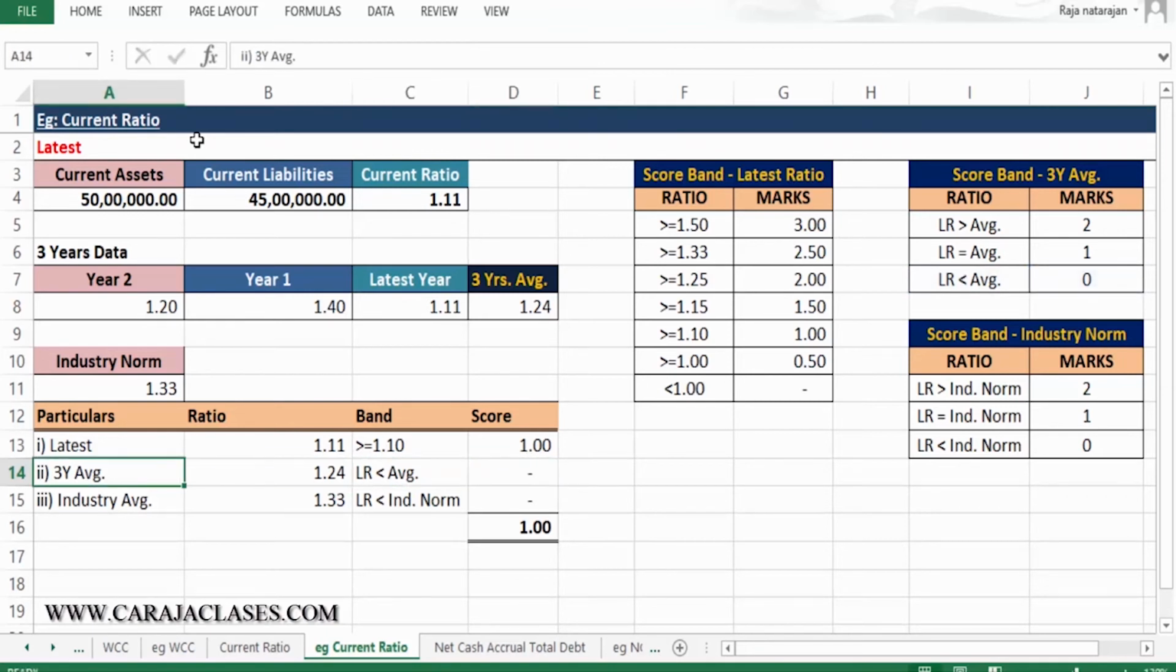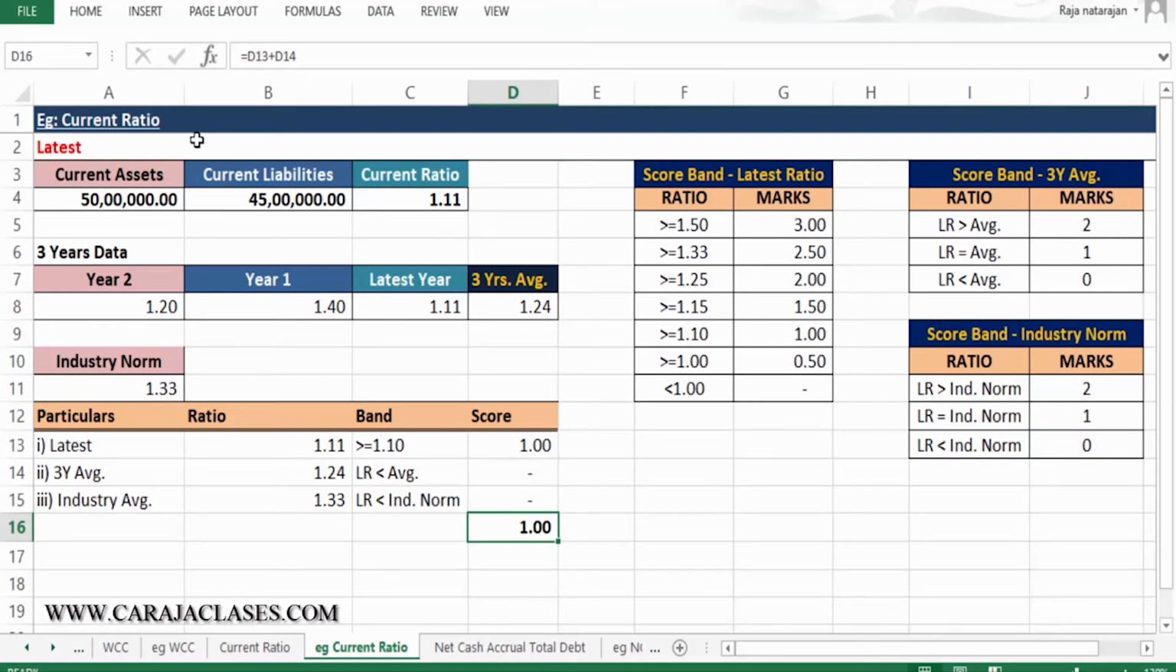Then comes industry average. Industry average also has a similar score band. If latest is greater than industry norm, 2 marks, equal to industry norm, 1 mark, below industry norm, 0 marks. In our case, the industry average is 1.33, whereas the latest ratio is below the industry norm, and so the relevant score is 0. If you factor in all three, this is going to fetch only 1 mark.